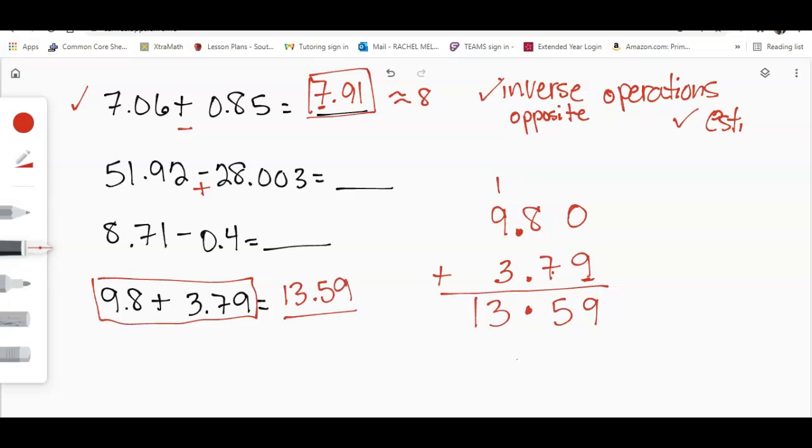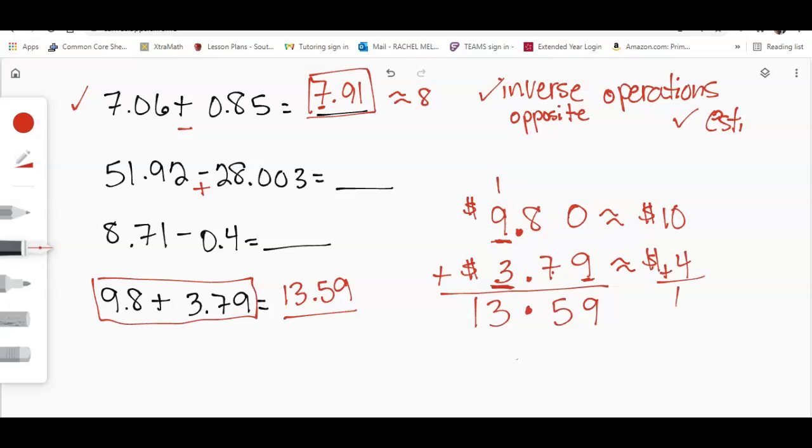And I think this time I want to estimate first. Let's see. I think I want to estimate again to the nearest whole number. So let's think money again. So this is $9.80. I would say that that's closer to $10 than it is to $9. And this is $3.79. Well, I would say that that's closer to $4.